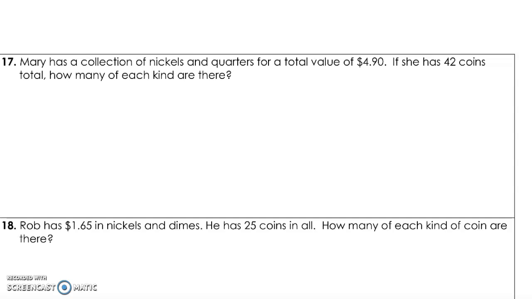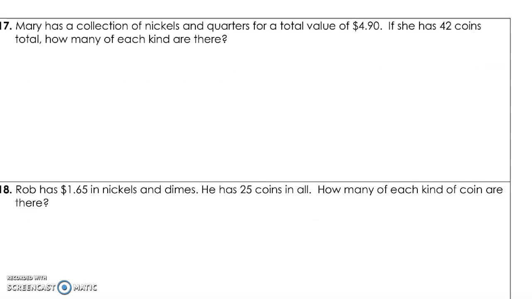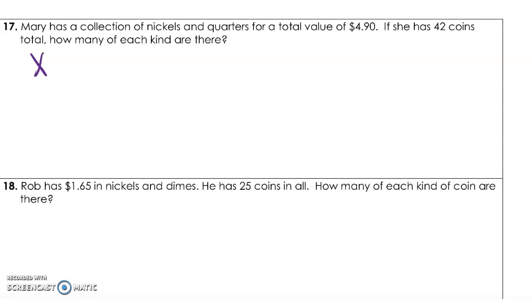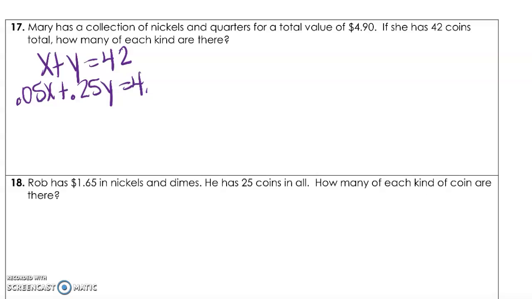Page 512 will go right along with page 511 where we have how many and how much problems. So if we look at 17, she has 42 coins that total $4.90. We have nickels and quarters this time. So x plus y is equal to 42. So that's the how many. How much? Nickels, 0.05x plus quarters, 0.25y, for a total of $4.90.